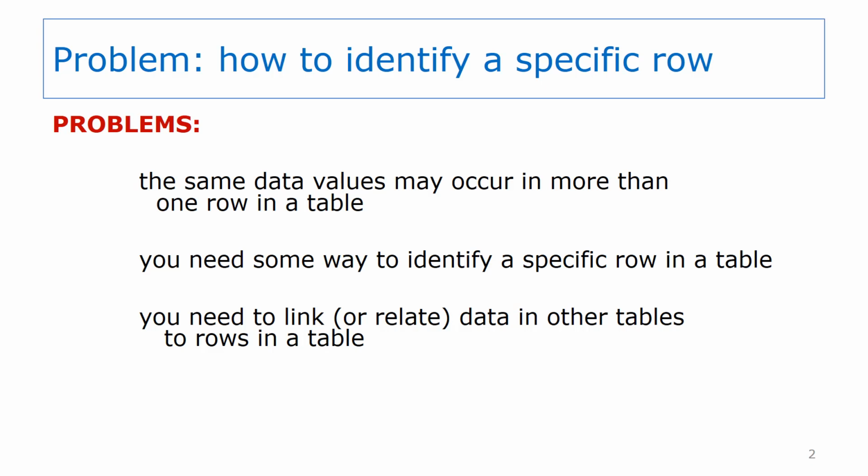Some of the problems that you run into when you work with a database are shown on this slide. It is entirely possible that the same data values appear in more than one row in a table, even though the data for each row may represent a different occurrence of the data. To get at just the exact data that you need, you need some way to uniquely identify a specific row. Because we are working with relational databases when we work with SQL, we need some way to link or relate data that is in one table with data in another table.